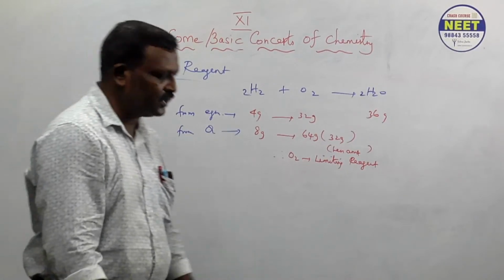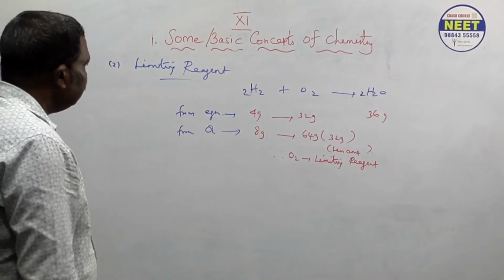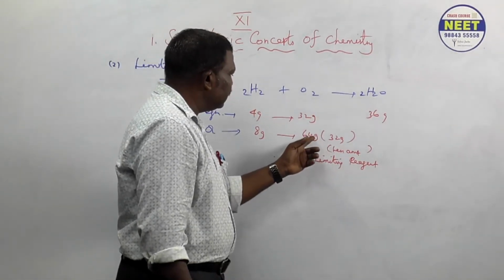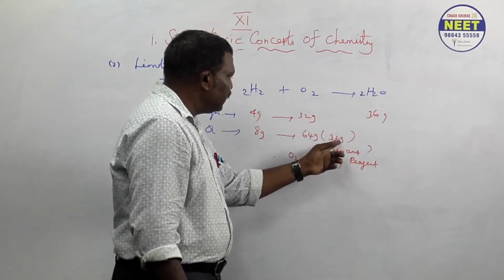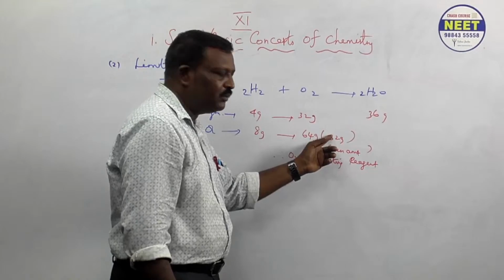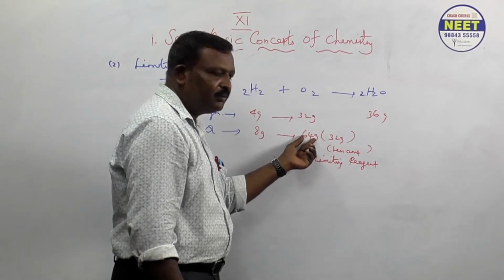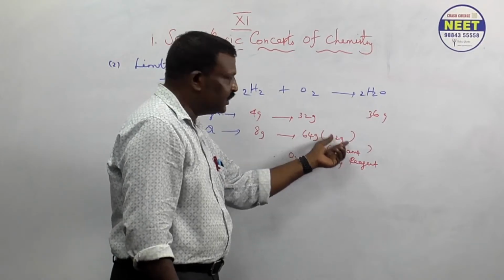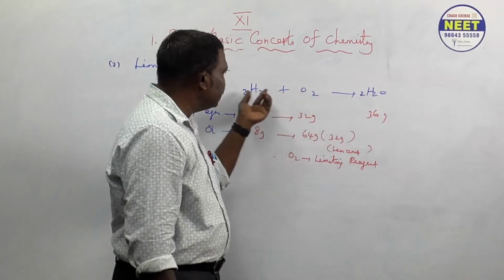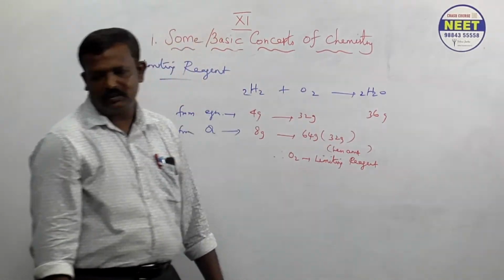I'll give one more sum so you can understand. Suppose the question itself gives 80 gram. 80 gram is given means what? When compared, 64 only should come, but 80 gram is given. So this is the excess reagent. This is excess reagent means automatically the other is the limiting reagent. Okay, understood?